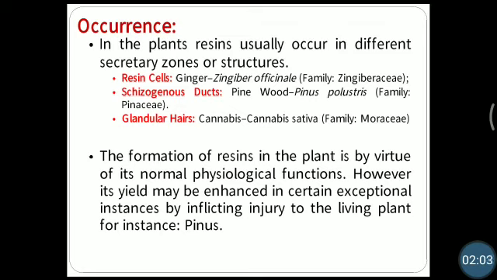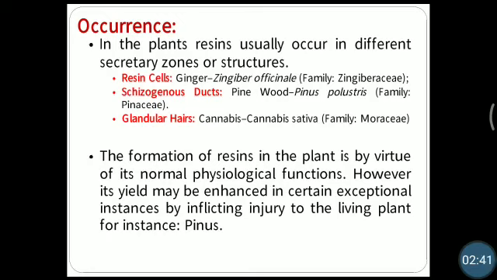Then let's discuss its occurrence. In plants, resins usually occur in different secretory zones or structural parts of the plants. First is resin cells, for example ginger. Second, schizogenous ducts, for example pine wood. Third, it is also found in glandular hairs, for example cannabis.